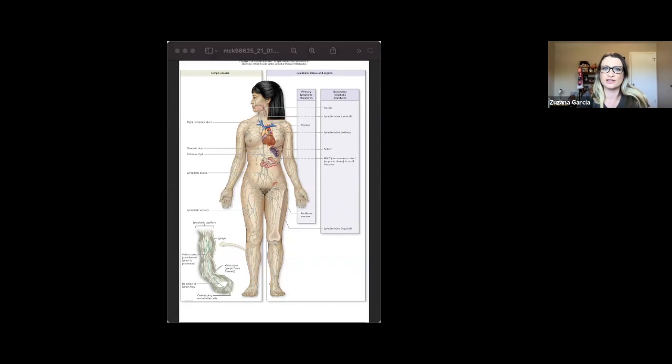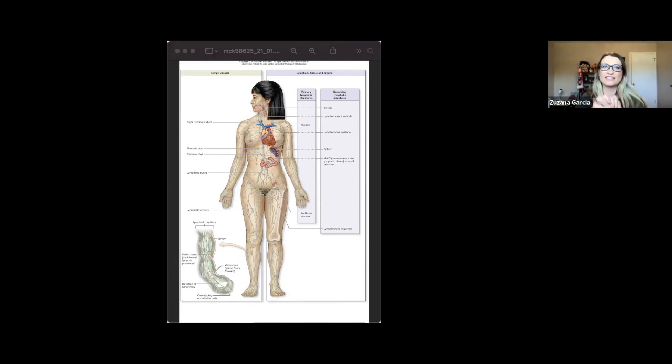So the lymphatic system is composed of your lymphatic, hold on. Ugh. Remember how I always say I need a second monitor or something. I have too many windows on here.